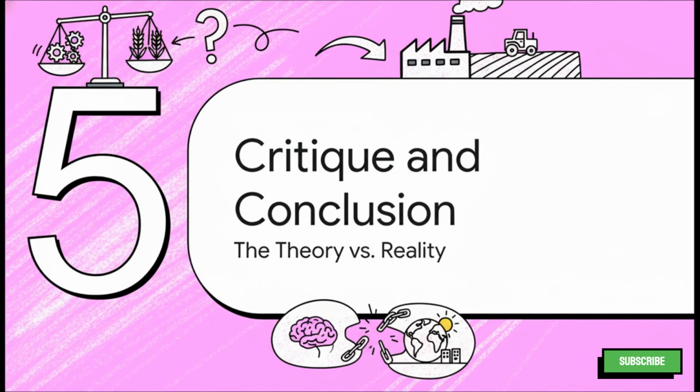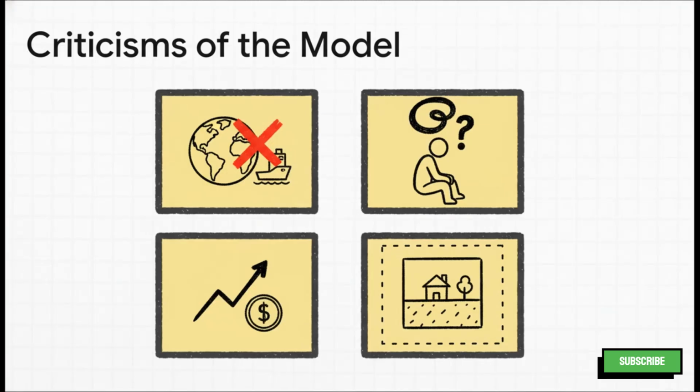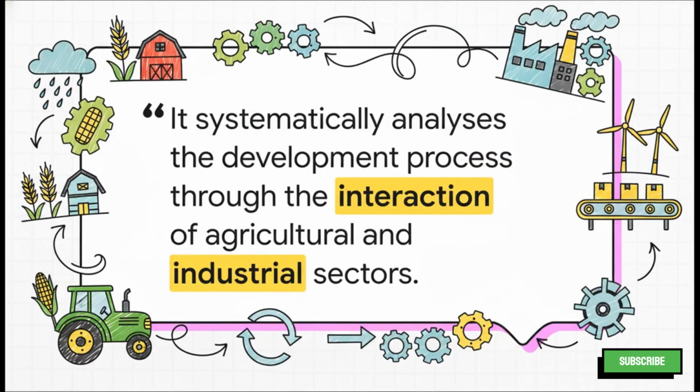So we've understood the theory, but how well does it hold up in the real world? It's really important to look at the criticisms of the model and figure out the ultimate takeaway. Well, critics point out that the model makes a lot of assumptions that just aren't true in reality. For example, it assumes a country can't just import food. It also assumes that a worker's productivity can actually be zero, which is a hot debate. And the idea that wages stay the same forever? That's just not realistic.